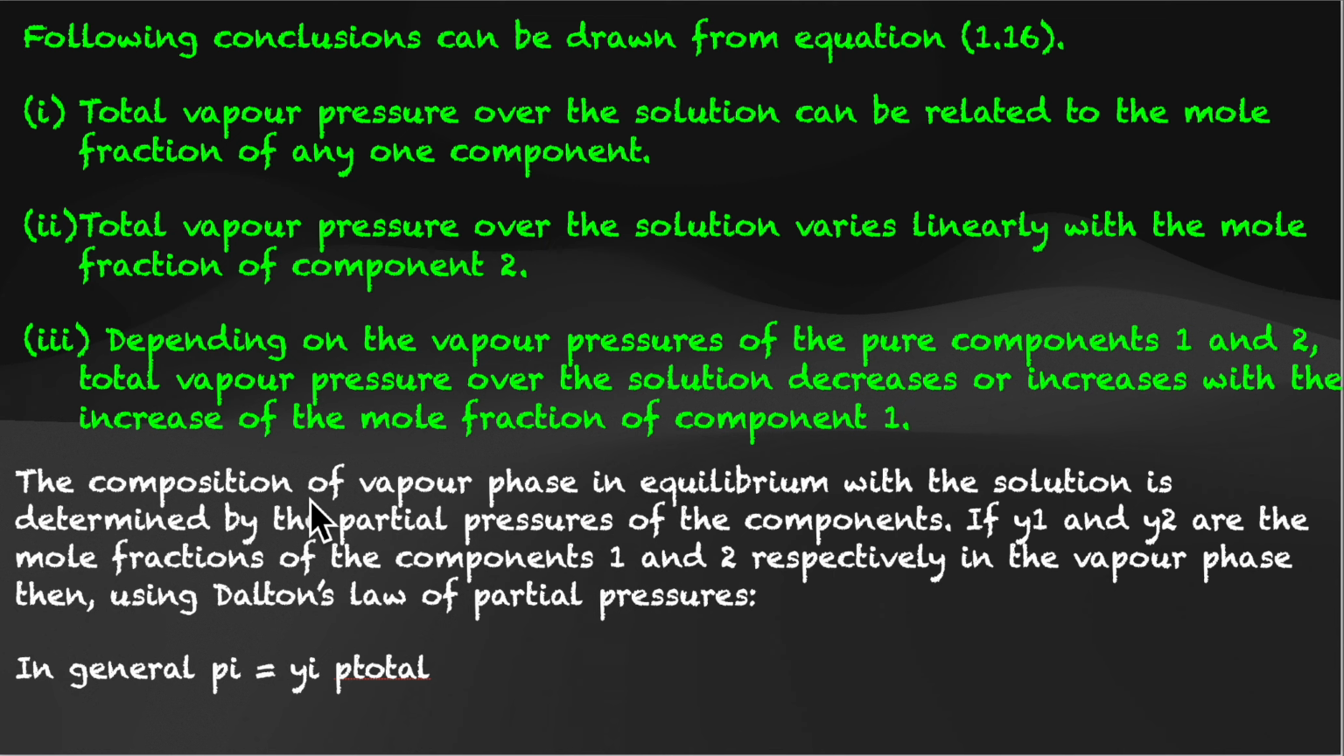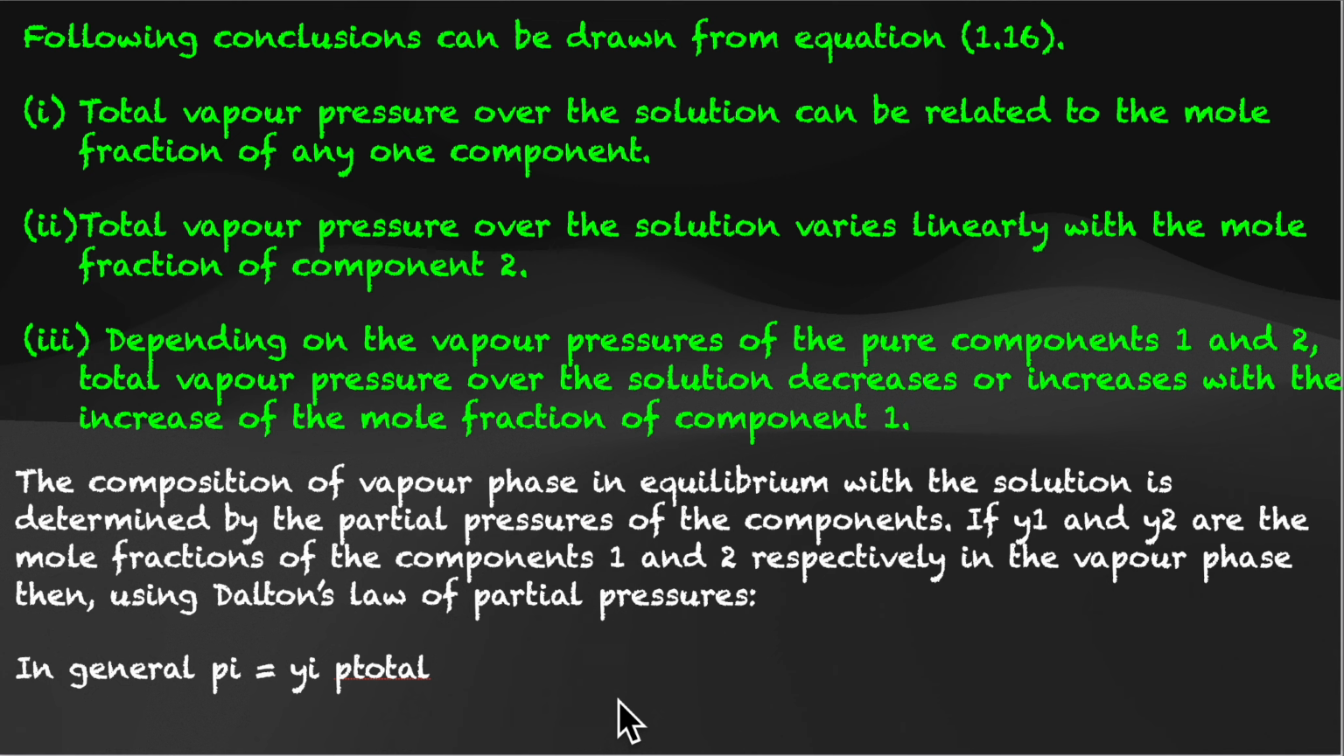The composition of the vapor phase in equilibrium with the solution is determined by the partial pressures of the components. If Y1 and Y2 are the mole fractions of the components 1 and 2 respectively in the vapor phase, then using Dalton's law of partial pressures, we can say that P1 is equal to Y1 into P total, or P2 is equal to Y2 into P total. So in general, it will be Pi is equal to Yi into P total.